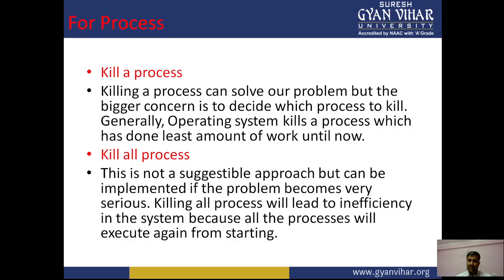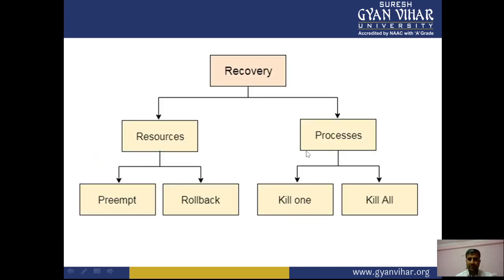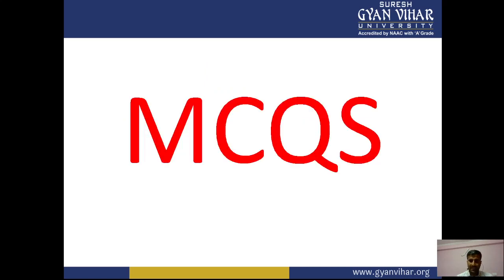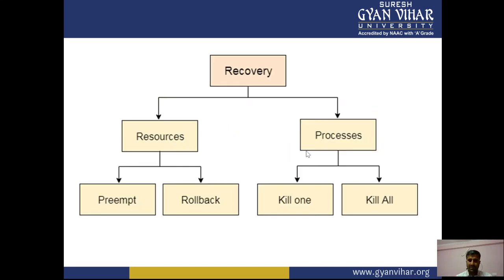In this regard, we have talked about recovery. Resource and process are the two methods. If we are discussing the resource, then we can talk about preempt and rollback. And for the process, we can kill one process or kill all the processes. So basically, this is all about what we have to cover in recovery, as well as detection and recovery in the operating system in deadlock situations.